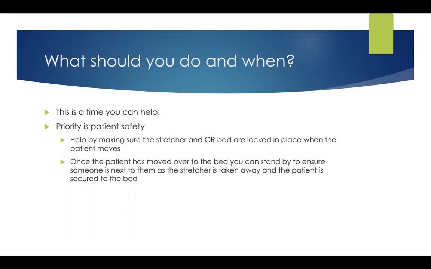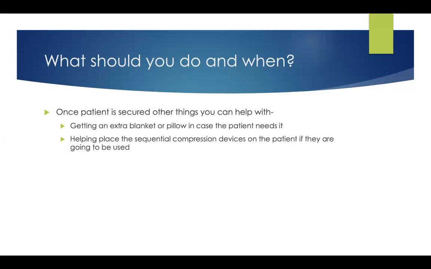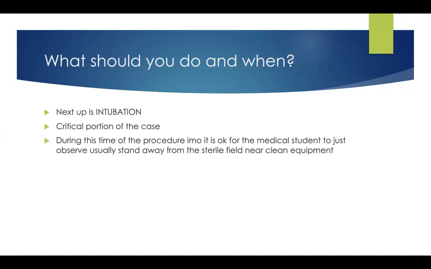Once the patient has moved over to the operating room table and the stretcher is taken away, the patient will be secured to the bed with some form of a safety strap. And at that point, once the patient is secured to the table with a safety strap, you can get an extra blanket or pillow in case the patient needs it or you're asked to get that. So I think talking to the circulating nurse and the scrub tech prior to the procedure and knowing where those things are housed in the operating room is good to know, so that if someone needs it in the future, you can be ready to get that. You can also help place the sequential compression devices at that point if it's needed.